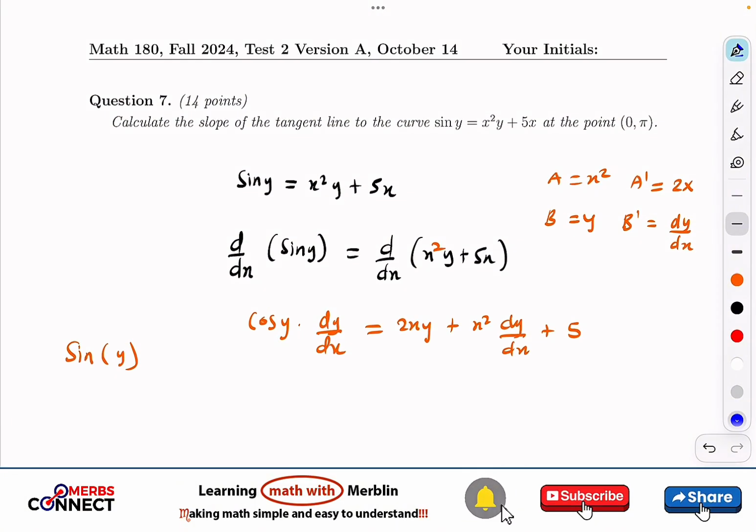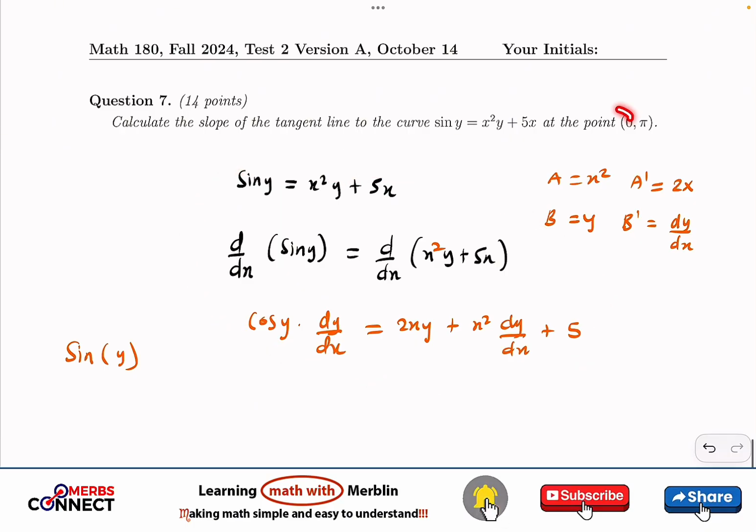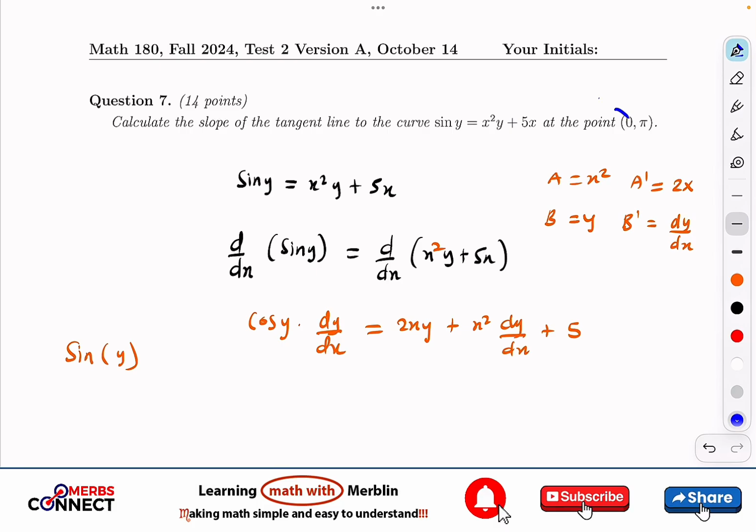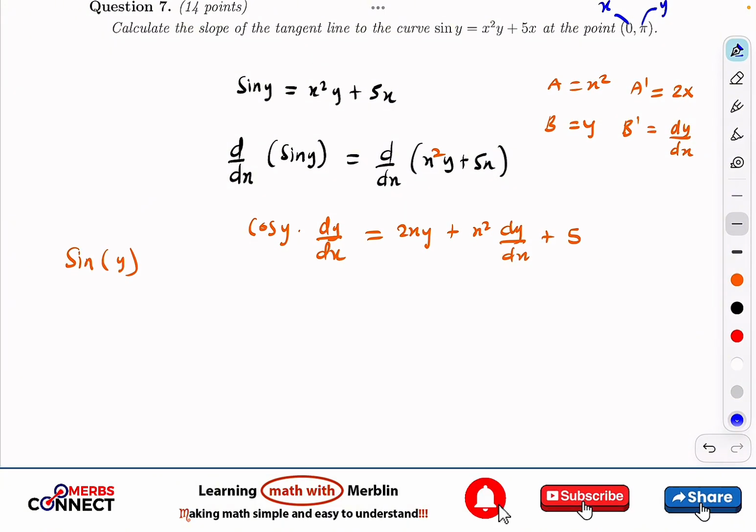So don't forget, I said anytime you are finding the slope or you are finding dy over dx, this point here is your x and this point here is your y. It becomes x1, y1 when you are dealing with the equation of the tangent itself. So since we are in the slope, this is y and x. So y is pi, so cos pi dy over dx is equal to 2 times x is 0, y is pi, plus x squared is 0, dy over dx plus 5.